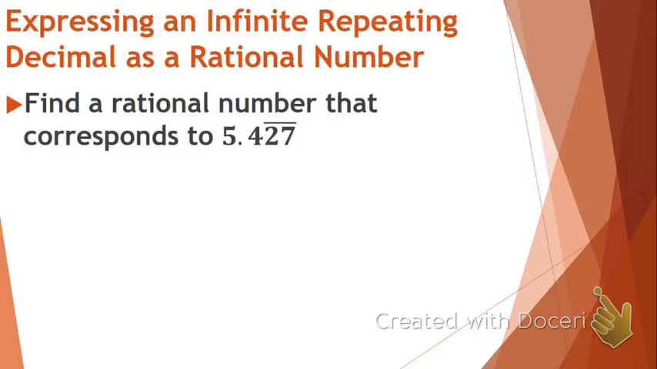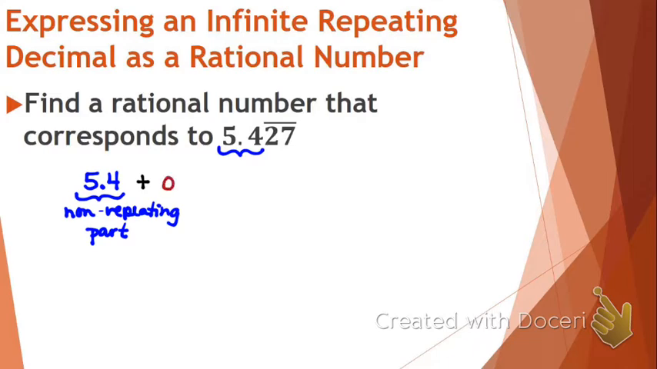First, I need to identify the part of this that is not repeating. Is there any part of this that does not repeat? 5.4. This is our non-repeating part. It's going to get treated differently. So I have 5.4 plus, the part that repeats is what? 0.027.